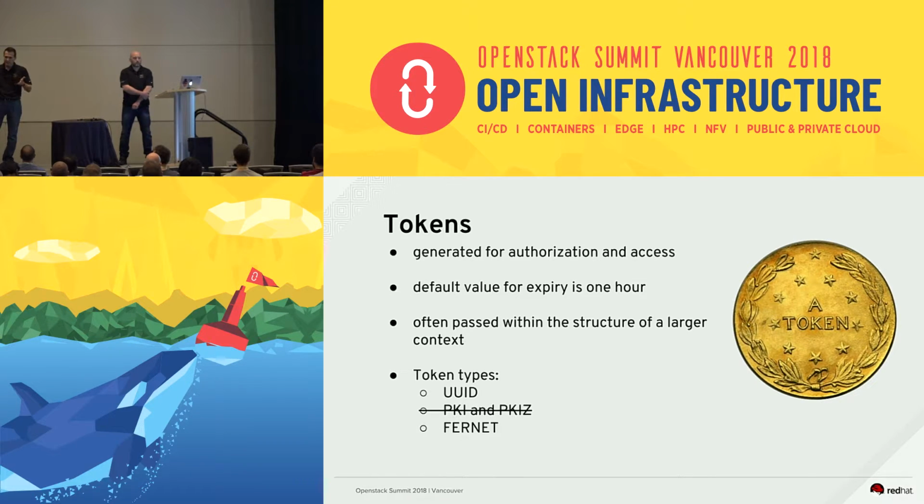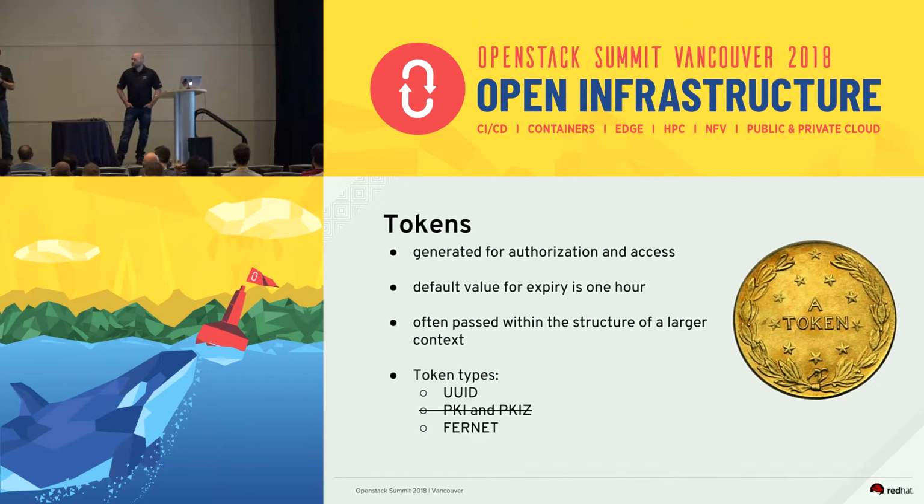And the latest and greatest, maybe not that new, but the one that everyone wants to be at, is the Fernet tokens. And the biggest advantage is they're not persistent. So you don't have to flush them anymore from your database. And they're relatively small. They're like 200 bytes in size.